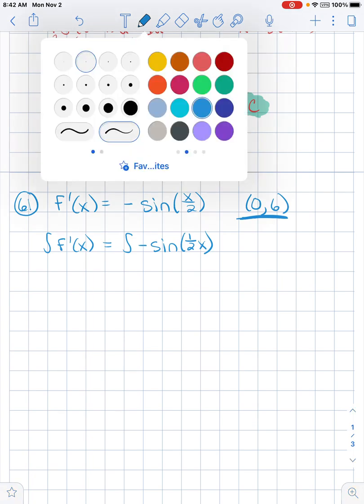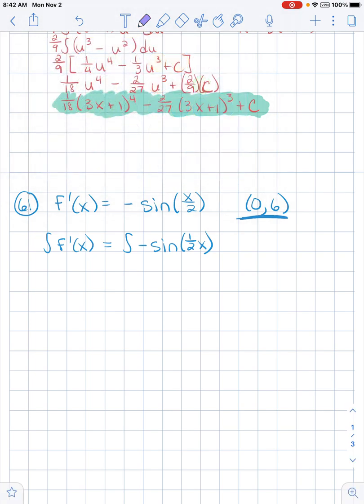I'm going to be lazy and not put the dx. I'm going to use a different color to show my substitution. I see an inner function, u equals 1/2 x. The derivative is 1/2. Du equals 1/2 dx. Now I don't have a dx in here, but I'll add one so that we can do our substitution like we need to. I do not have a coefficient that is positive 1/2. What I do have is a coefficient that is -1.